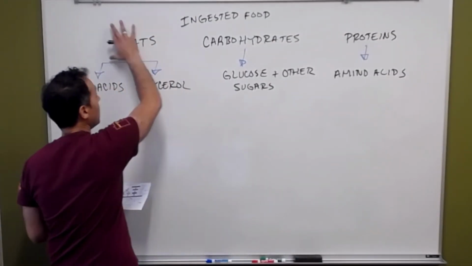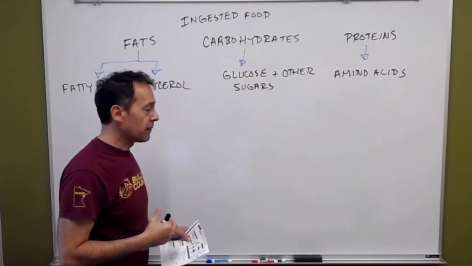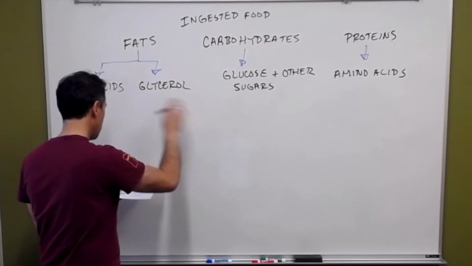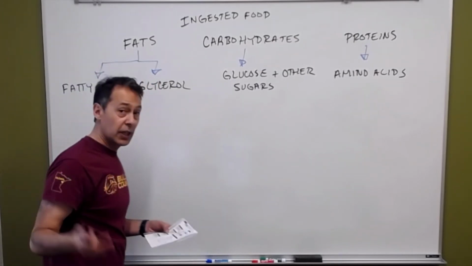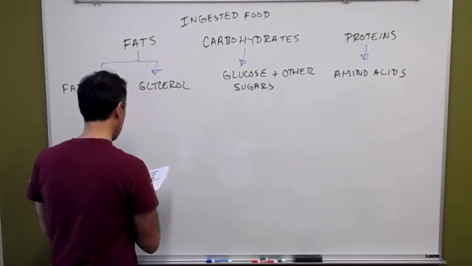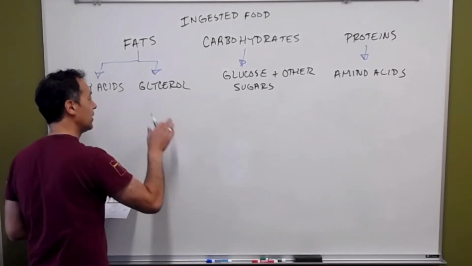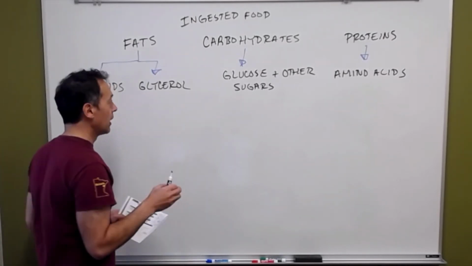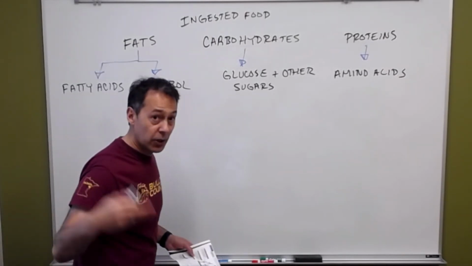So up here is the first stage. It's going to be in our mouth and in our stomach. And then the second stage here is where these small molecules are going to be absorbed into the small intestine. And then what's going to happen with them is they're going to be worked on inside of the tissues, inside of the cells, primarily in mitochondria.